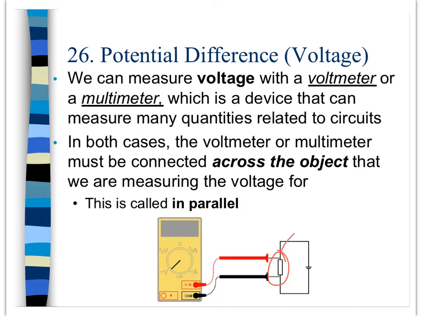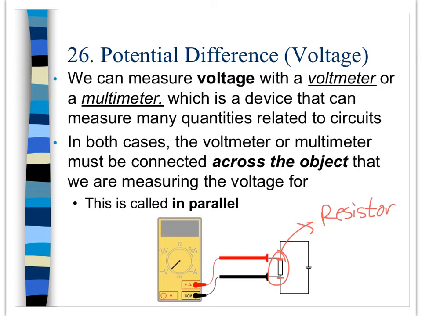So right here we have something called a resistor, which we haven't talked about yet, but we will get there. And so if we want to measure the voltage or potential difference across the resistor, we would place each terminal of the multimeter on either side of the resistor, and that would measure the amount of energy that the electrons give off, which is really the potential difference or the voltage across that resistor.